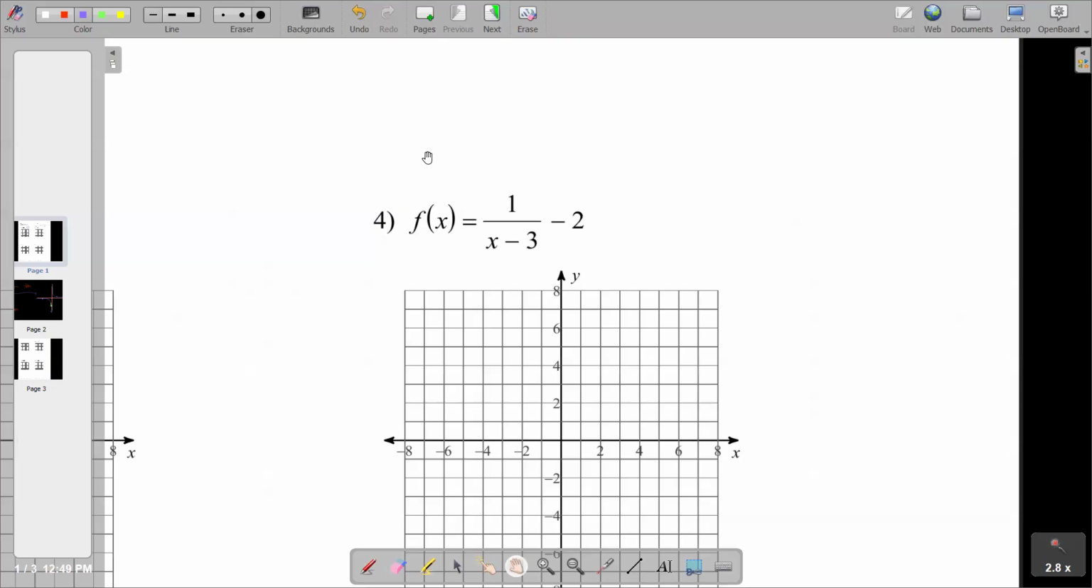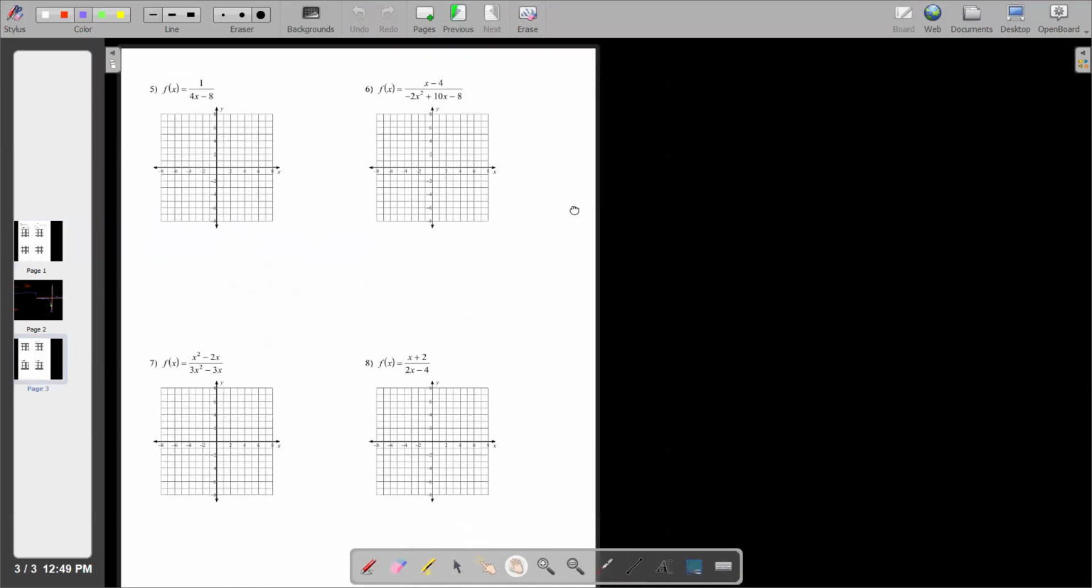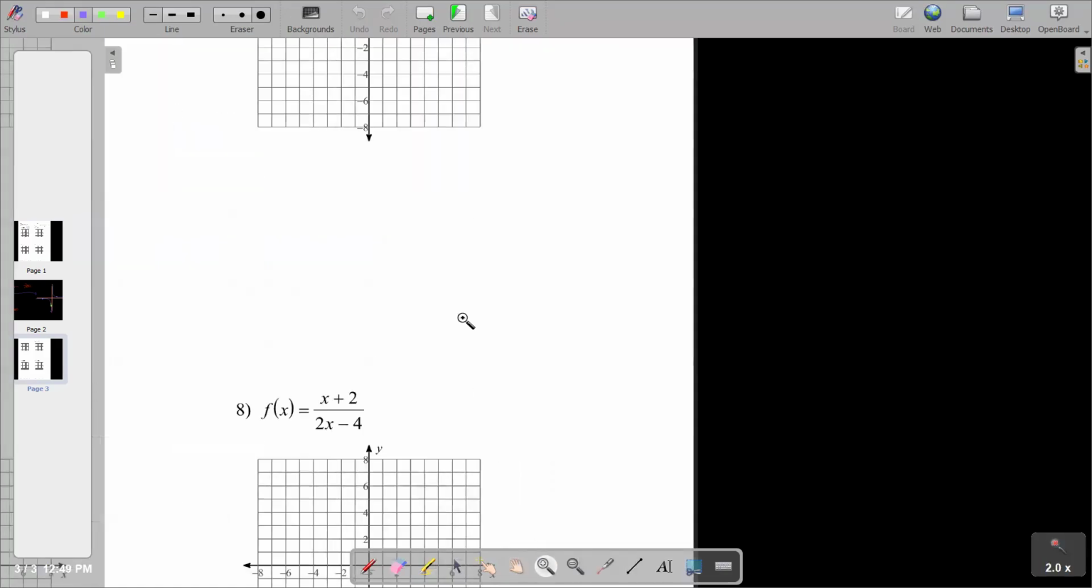Let's turn our papers over and go to the back. Number 5 is actually pretty dang boring, so let's skip that. Let's go straight to number 6.